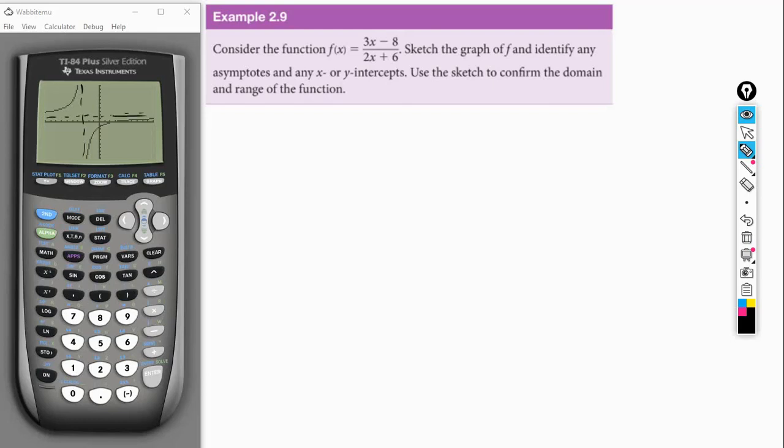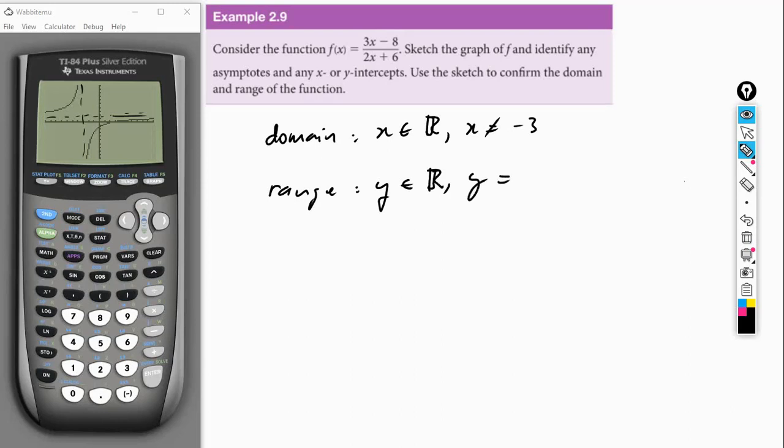Okay, so finally, we need to state the domain and range. So it's easy because we have all the information and we verified everything. So we know that the domain is x belongs to the reals, but x cannot equal -3. And then for the range, we say y belongs to the reals, but y cannot equal 3/2.